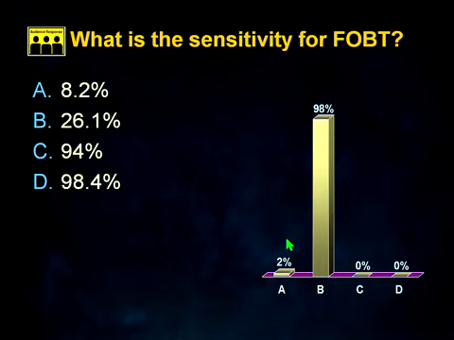Yay. So 98% got it right. Now, the problem with these questions is each of these answers here is an answer to all the other questions, right? So the specificity, if you calculate it, is going to turn out to be 94%. And the positive predictive value is 8.2%. And the negative predictive value is 98.4%.